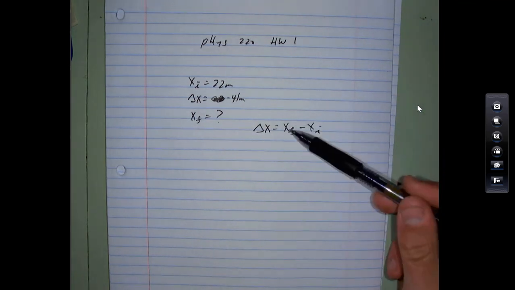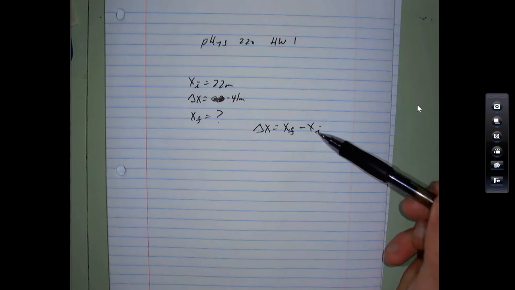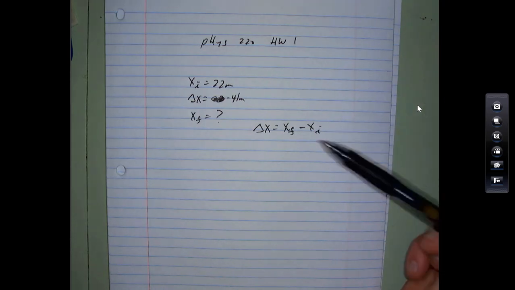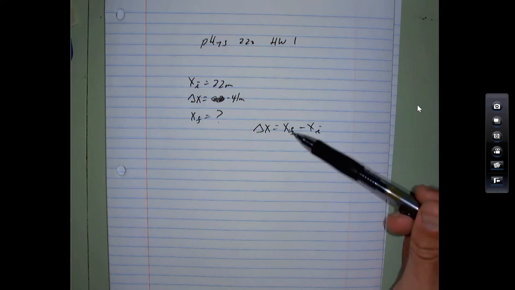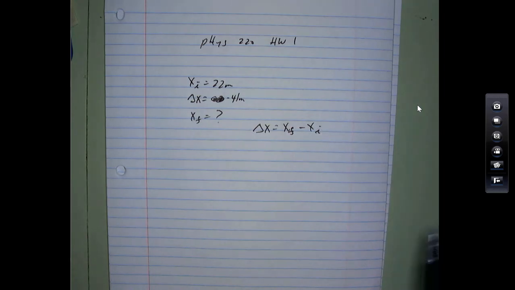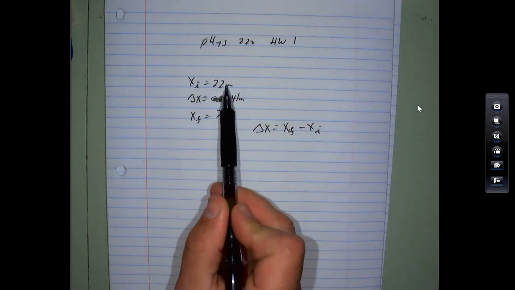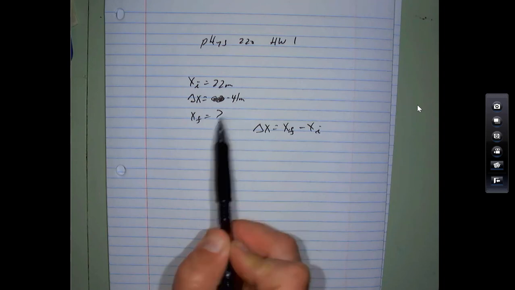Sometimes this is called x2 and this is called x1. Sometimes this is x0, this is x1. Just so you know that this means later. This doesn't mean that you're finally there and you're never ever going to move again. This just means your later coordinate. This means your earlier coordinate. So here's what we were given. You start at 22. Here's the displacement. Here's what we're trying to figure out.